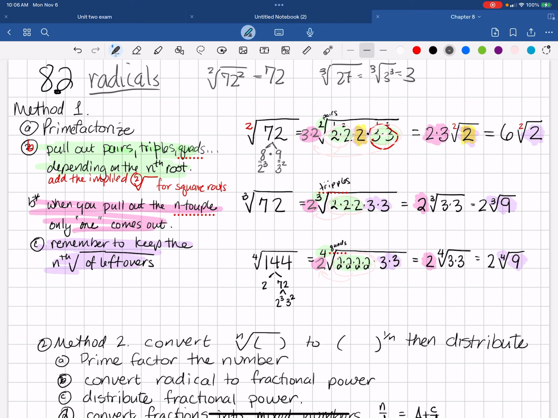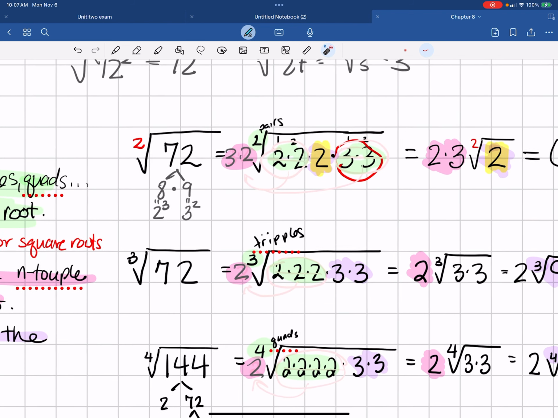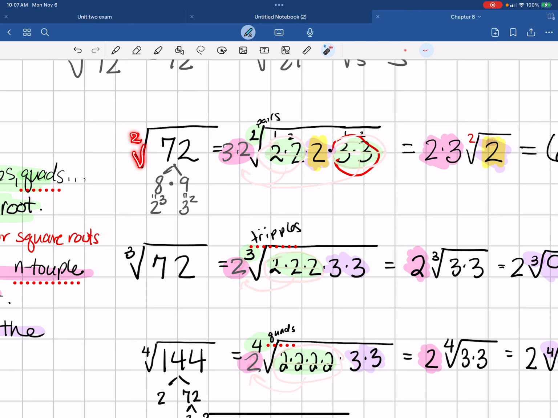Now we're going to have, I guess you could say, leftovers. They're not going to be clean. There's going to be parts that don't come out. So same first step, you prime factorize, and then it's kind of similar second step, pull out all pairs, triples, and quads. I say add the implied 2 when it's a square root. When you pull out the untuples, only one comes out. So remember, you circle the amount you have and then you pull out one of them. And then the new step here is remember to keep the leftovers, and they're still the nth root of the leftovers.